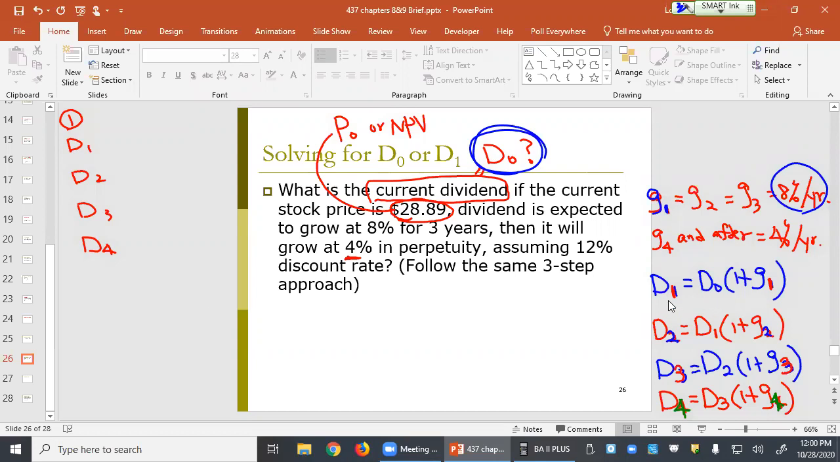So for example, D1 equals D0 times 1 plus G1. We don't know what D0 is, that's fine. We'll leave it in there as the X, as the unknown. So it's D0 times 1 plus, my G1 is 8%, so I will multiply it by 1.08. D0 times 1.08. Well, A times B equals B times A, so that's the same as 1.08 times D0. Again, just picture that D0 is the X that we're trying to find as the unknown.